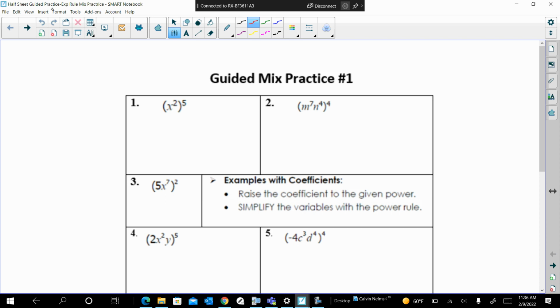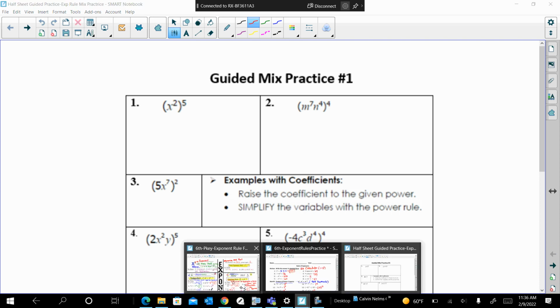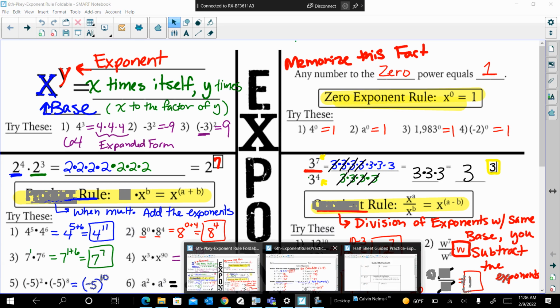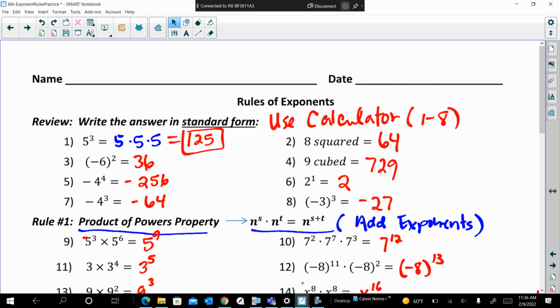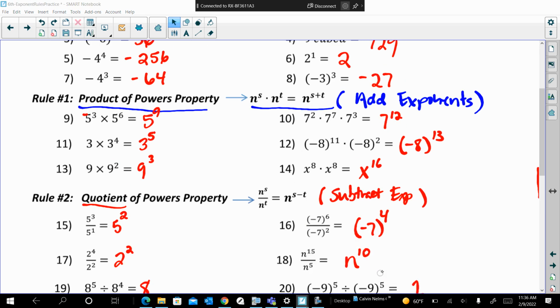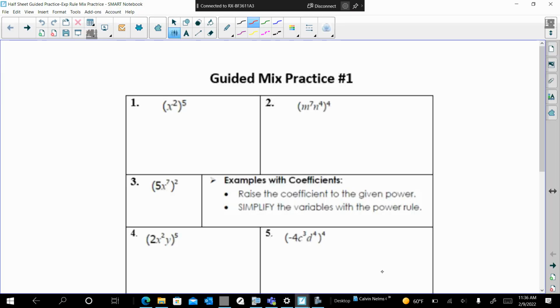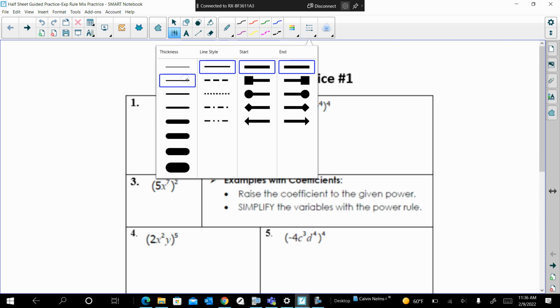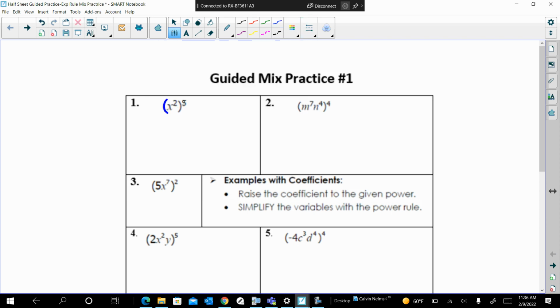I want you to see if you can recognize which rule to use. So you can have the orange out if you need it to help you. Some students kept this one out because it had each rule on it, if you want to refer to those as well. But you have to look at the given problem and identify which rule to use based on what you see, okay? So like on number 1, because I see these parentheses right here, and I have the exponent outside the parentheses, we should be using the power rule.